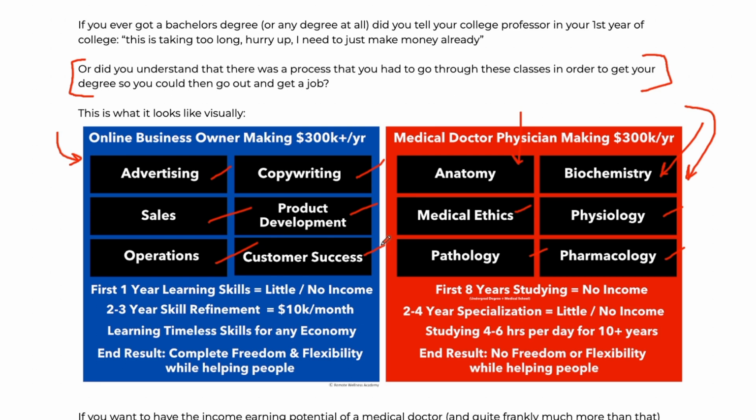And so when you're spending the time studying, maybe in the first year when you're learning these subjects, there might be little to no income because you're just getting exposed to this entire subject matter, right? This entire skill set is completely new to you. And then after that, you might have another 2 to 3 years of really refining those skills, and during that time you're maybe making $10,000 a month, which is pretty good, right? And you're learning these timeless skills that are going to allow you to generate an income in any economy.